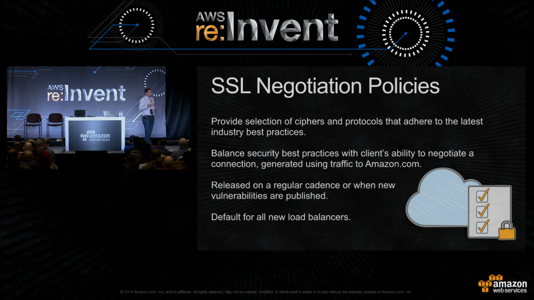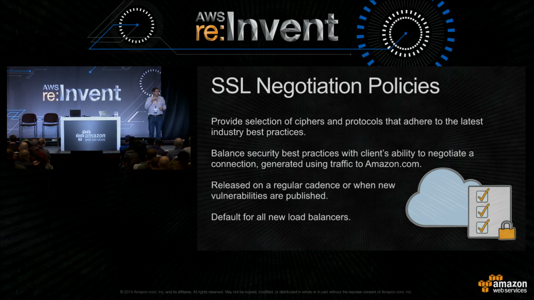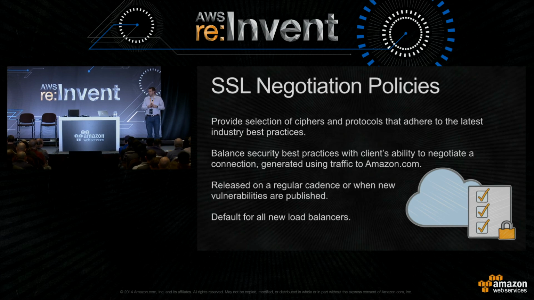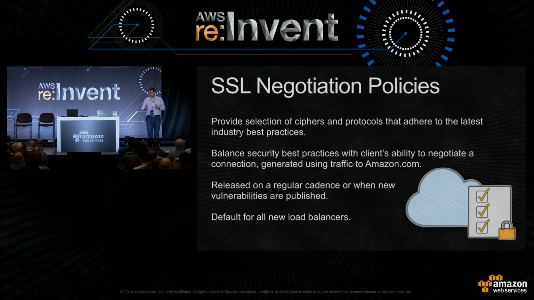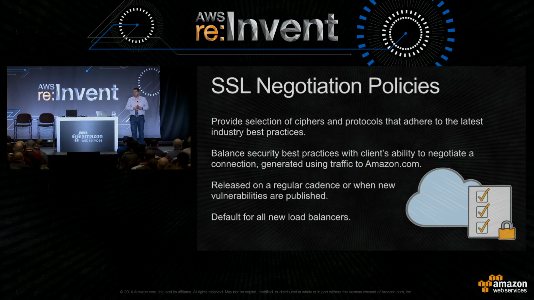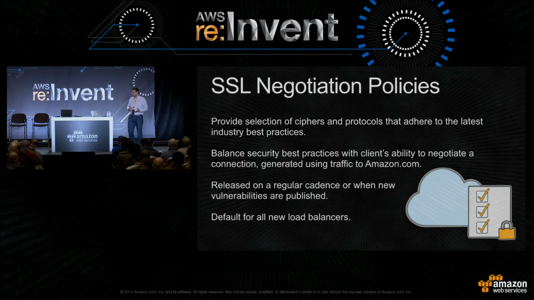So when you select the default SSL policy for ELB, what you're getting is basically the very best cipher suite that we've tested against all of Amazon.com's traffic. And we think that's something we're really committed to keeping up to date. That's something that we do default for all new load balancers. So when you create a new load balancer, you always get that.